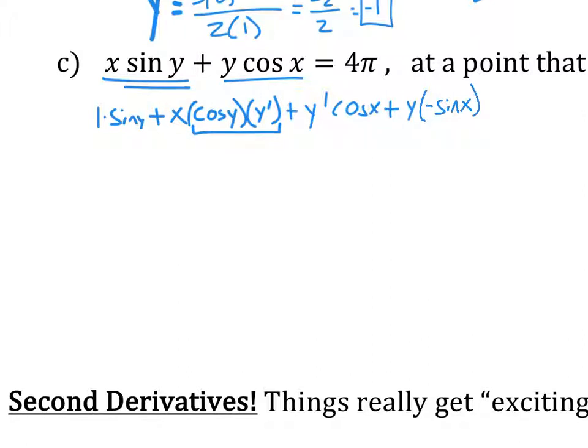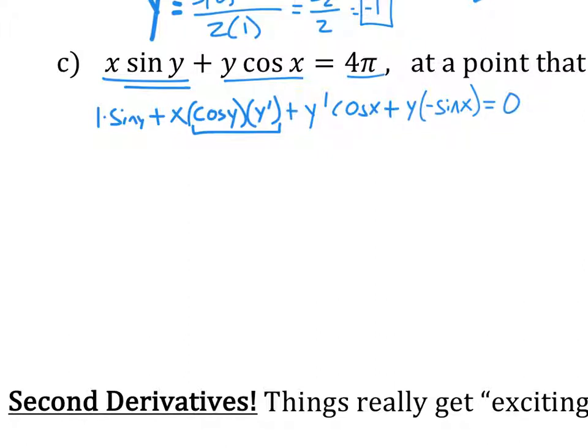Okay, so we just got to watch out when it's a function of y. We got to use the chain rule when it's a function of y. Derivative of the right side here is going to be 0. And now it's just a matter of cleanup, all right? So we want to solve this for y prime.